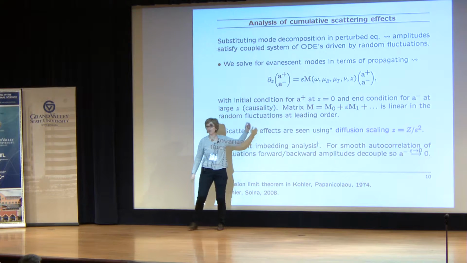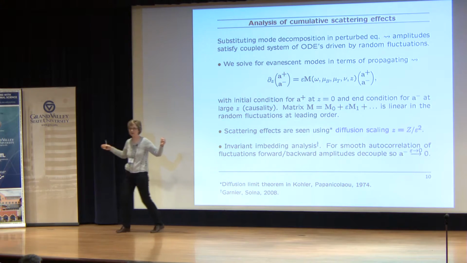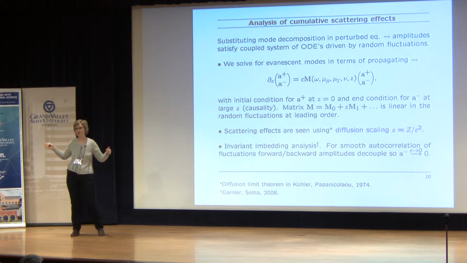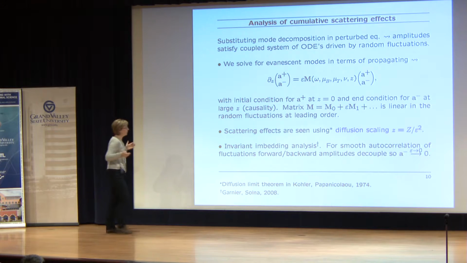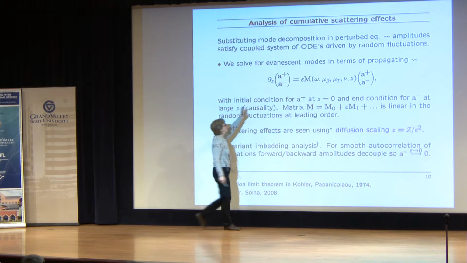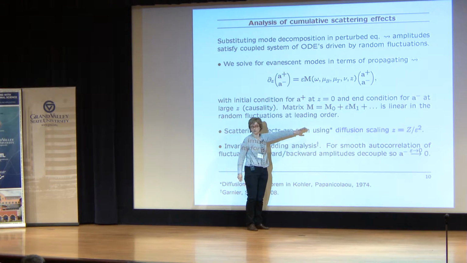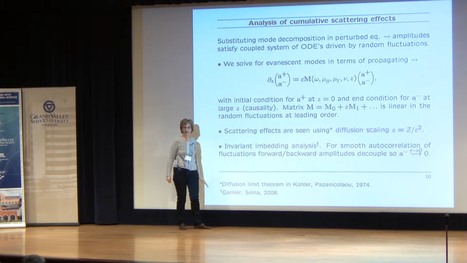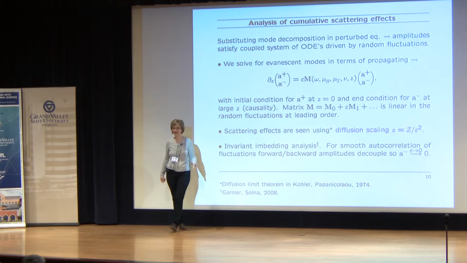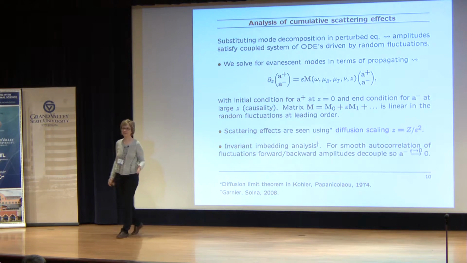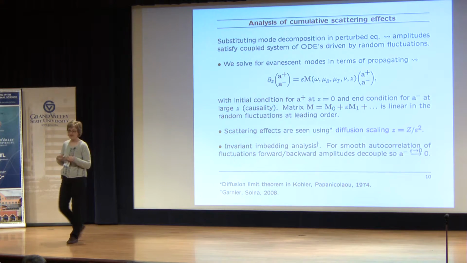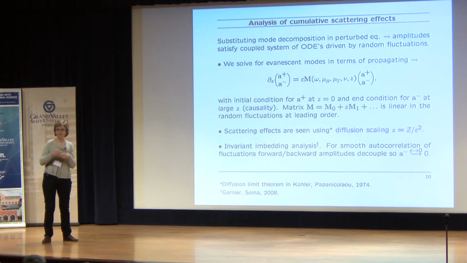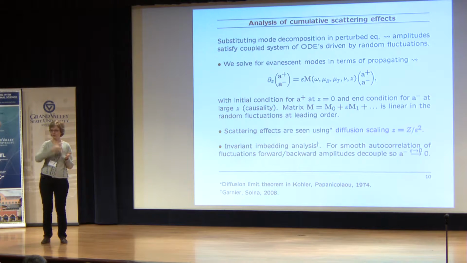So we now have a two-point boundary value problem. We have initial conditions for the forward-going waves, and end conditions for the backward-going waves. And we want to study this system in the limit epsilon goes to 0. In order to apply this averaging or diffusion limit theorem, we need what is known as an initial value problem, because essentially this theorem says that the solution of the ODE that you study can only depend on the past, not on the future.